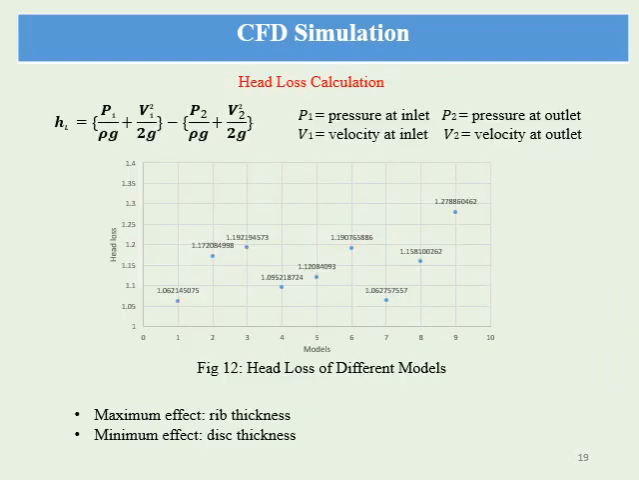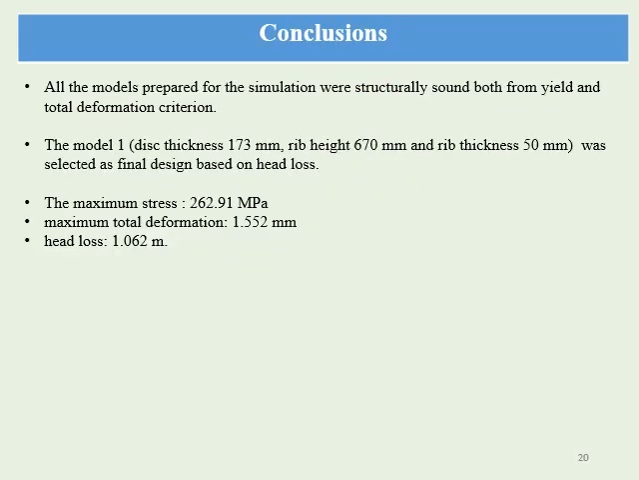After that, in order to compare the different models, we also calculated the head loss. The maximum effect was found in the rib thickness, and the minimum effect was found due to the disc thickness. So the rib thickness had the maximum impact on head loss, and disc thickness did not impact the head loss a lot. In conclusion, all the models were structurally sound, both from yield and total deformation points of view.